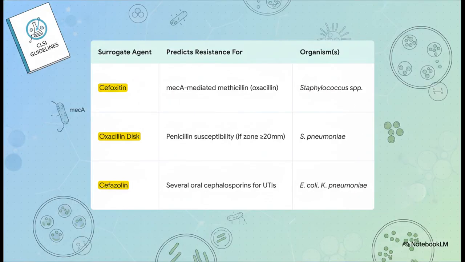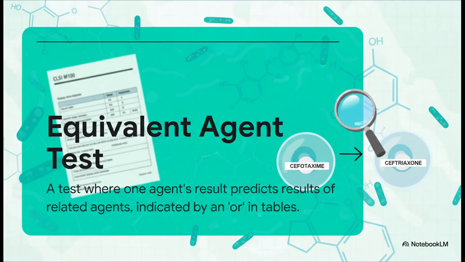Now, surrogate testing, this is all about working smarter. The cefoxitin screen is the perfect example. It's the standard for predicting mecA-mediated oxacillin resistance in staph. Similarly, a simple oxacillin disc can predict penicillin susceptibility in S. pneumoniae, letting you skip a full MIC if the zone is big enough. And finally, there's equivalent agent testing. Basically, if you see an OR in the CLSI tables, like cefotaxime or ceftriaxone for Enterobacterales, it means the results are interchangeable. You can test one and confidently report the result for the other, which cuts down on redundant work.